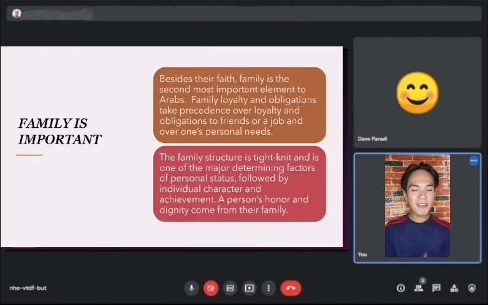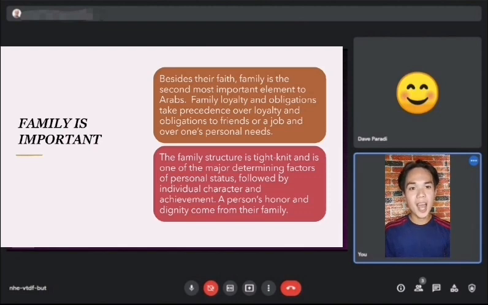And then we have their family. So their family is important also. Besides their faith, family is the second most important element to Arabs. Family loyalty and obligations take precedence over loyalty and obligations to friends or a job and over one's personal needs.